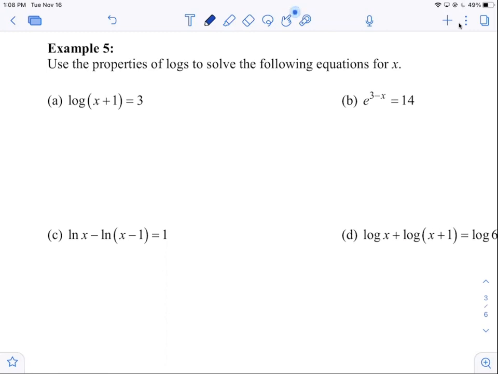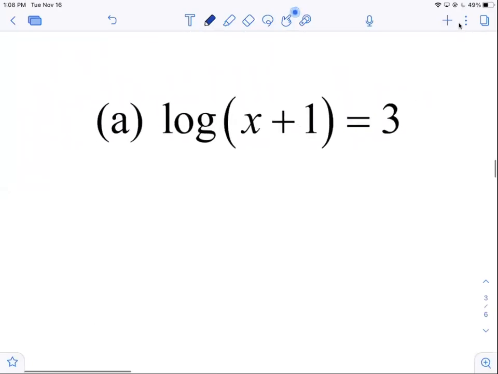All right. So we're gonna solve log equations, or we're gonna solve using logs. So here we have log base 10 of x plus 1 equals 3. So this is a conditional equation. We want to find the value of x, or values, that make this true. And we don't want to do trial and error.